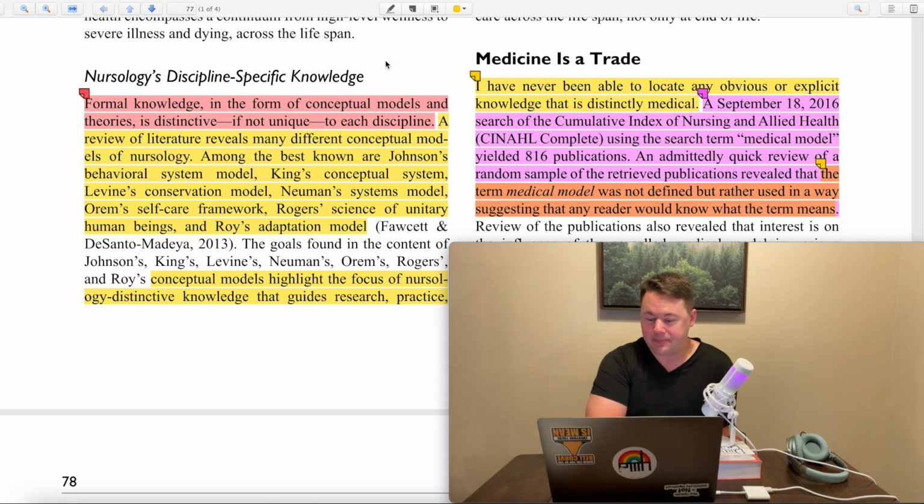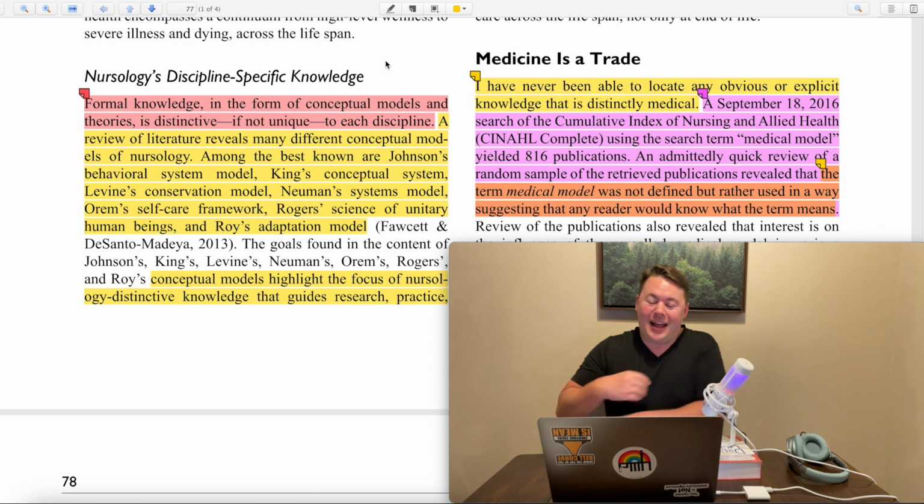She goes on to say, quote, a September 18, 2016 search of the CINAHL complete database using the search term medical model yielded 816 publications. An admittedly quick review of a random sample of the retrieved publications revealed that the term medical model was not defined, but rather used in a way suggesting that the reader would know what the term means. There are so many methodological problems with this. It is so flawed, I can hardly express to you how much this hurts my heart as I think about how much respect I have for Jackie Fawcett.